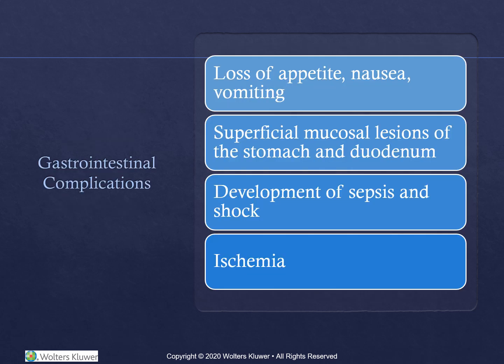There are also gastrointestinal complications, things like loss of appetite, nausea, and vomiting. We get a big drop in perfusion to the GI tract, so it slows down peristaltic activity, which can lead to the nausea, vomiting, and appetite changes that we see. It can also start to cause superficial mucosal lesions of the stomach and duodenum. And so for patients in shock, we need to do a lot of preventative medications and work to keep these patients from developing any severe gastric ulcers. And shock can also lead to significant ischemia and necrosis of the bowel or GI tract because of hypoperfusion.